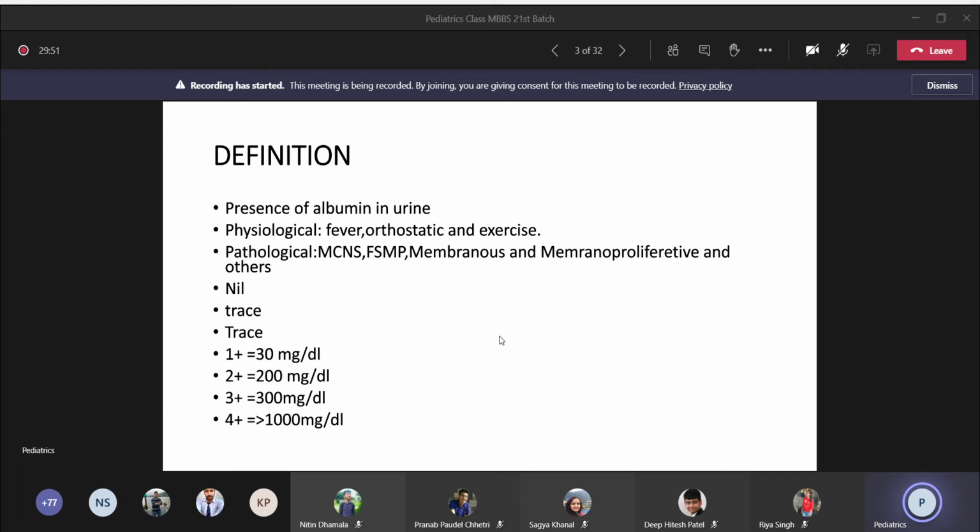So what is the definition of proteinuria? Presence of albumin in the urine is called proteinuria. What are the types of proteinuria? It might be physiological or it might be pathological. In pathological proteinuria, the albumin may be nil, trace, or 1+, 2+, 3+, or 4+.